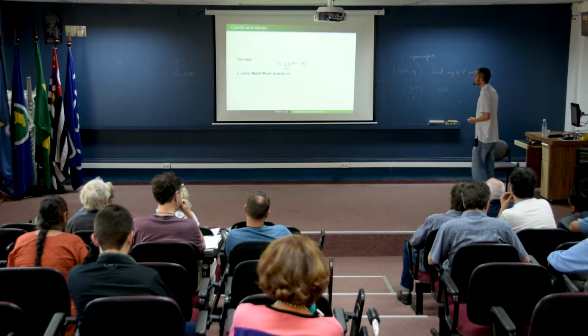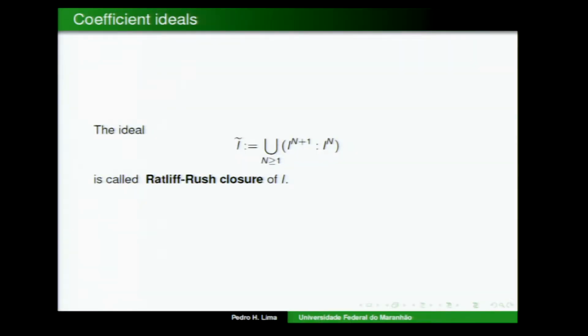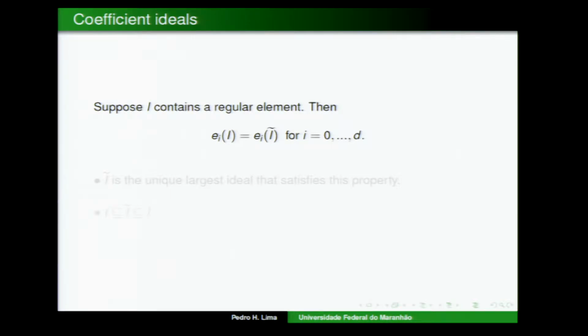Let's continue. Another ideal, called the Ratliff-Rush closure of I, is defined by a union of colon ideals. And this ideal has the following property. When I is a regular ideal, that is, it contains a regular element, then it agrees with I at all levels. So it has the same Hilbert coefficients as I, from 0 to D. Okay? And more, it is the unique largest ideal that satisfies this property, very similar to the first one, the integral closure.